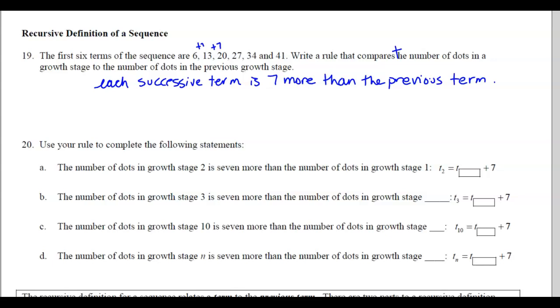Using some of the notation then, it says the number of dots in growth stage 2, so T2, is 7 more than, there's the plus 7, the number of dots in T1. So you're just filling in that subscript. Then the number of dots in growth stage 3 is 7 more than the number of dots in growth stage 2. Well, if it's just 7 more, it's just the previous growth stage. So that would have to be 2 there.